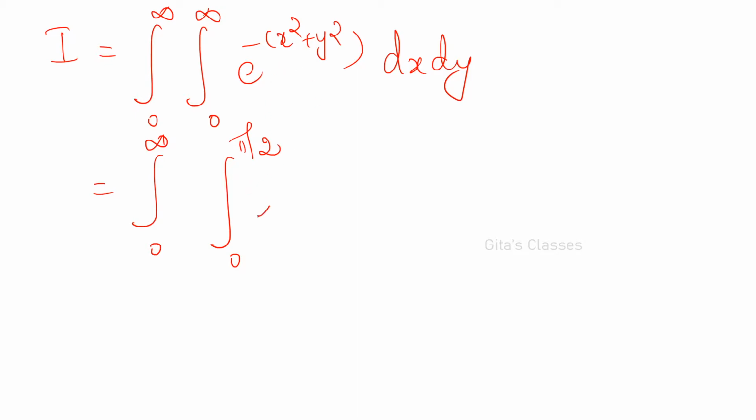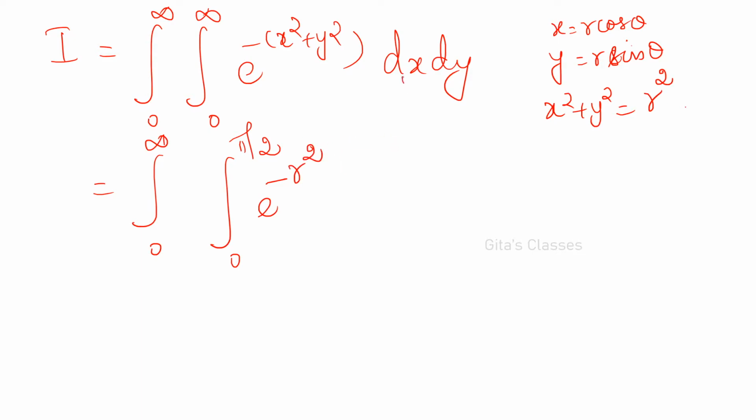Now e power, what is minus of x squared plus y squared? You know that x is equal to r cos theta. This is the substitution we have made now. x is equal to r cos theta, y is equal to r sin theta, right? So what will be x squared plus y squared? It is equal to r squared cos squared theta plus r squared sin squared theta. Only r squared will remain. Therefore, e power minus r squared. What is dx dy? It is equal to modulus of Jacobian dr d theta, right? So r into dr d theta.